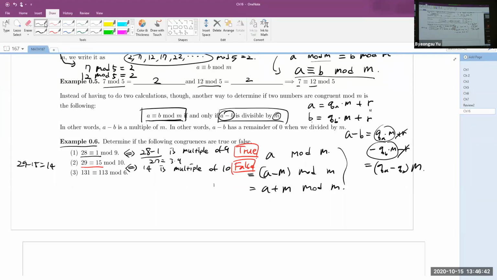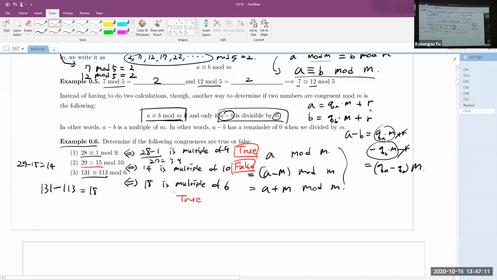And last example, 131 is congruent with 113 mod 6. To check this, you can just take the difference, 131 minus 113, and this is 18. So 18 is a multiple of 6, and it is true, right? Because 6 times 3 is 18.